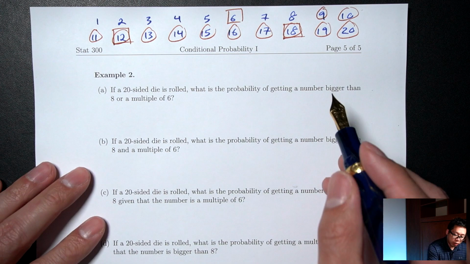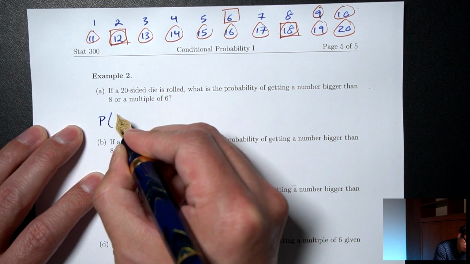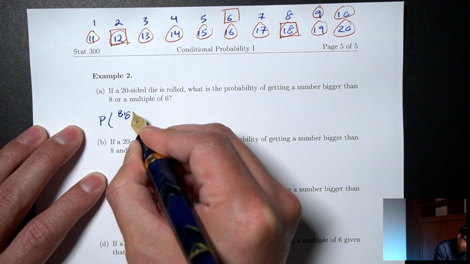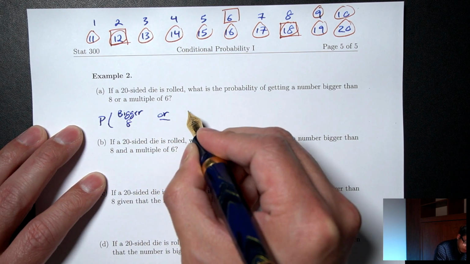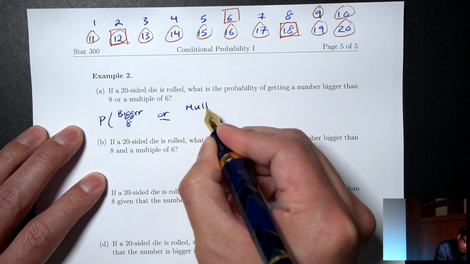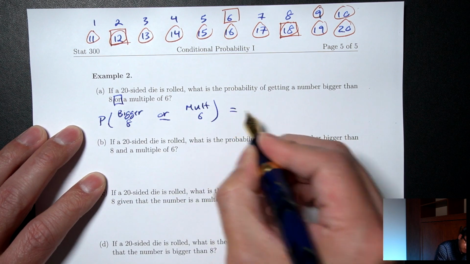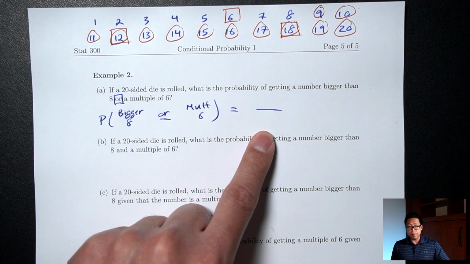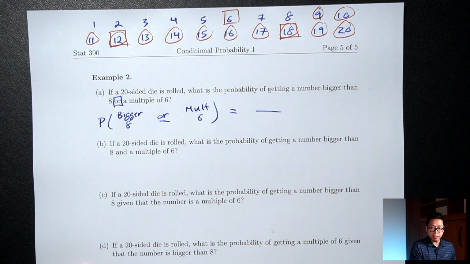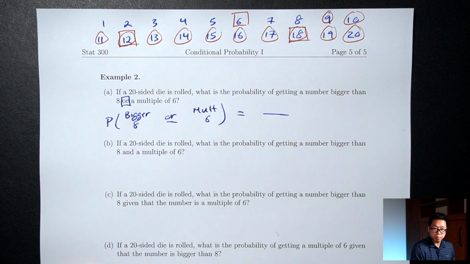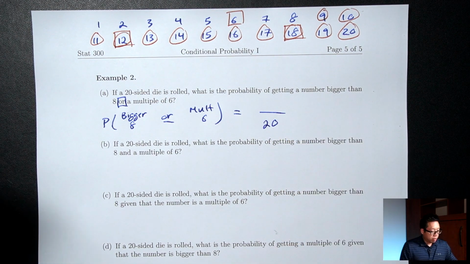Part A is looking for bigger than 8 or multiple of 6. So in symbols, I'm looking for bigger than 8 or multiple of 6. Okay, so keyword here is the word or. The bottom is just how many different numbers can I get? So 1 through 20, there's 20 of them. And then the word or.